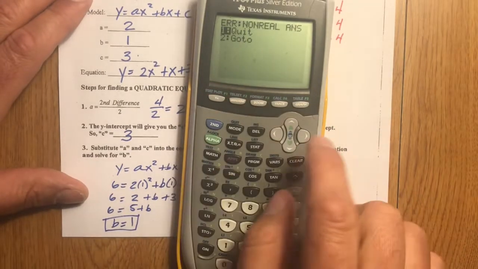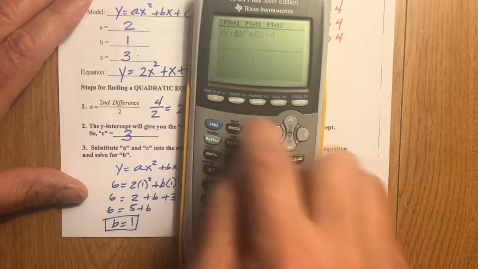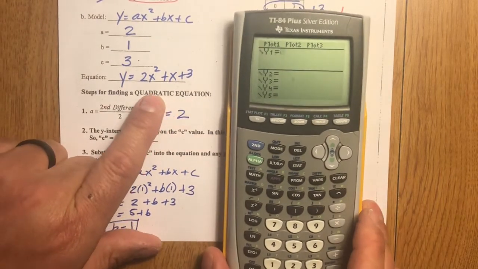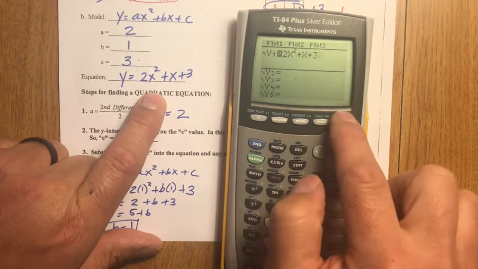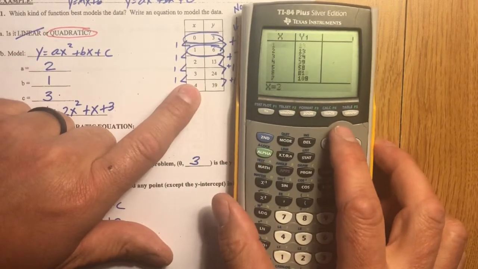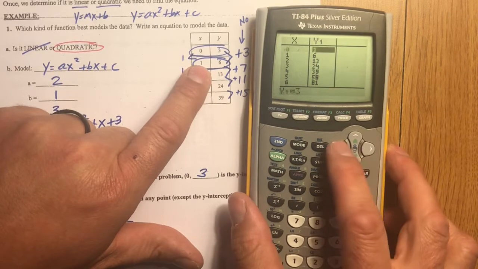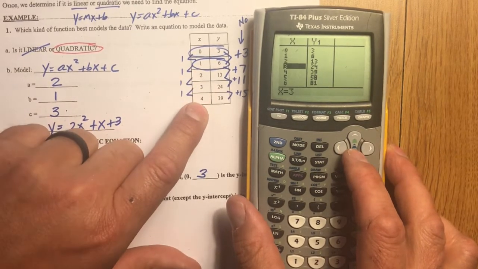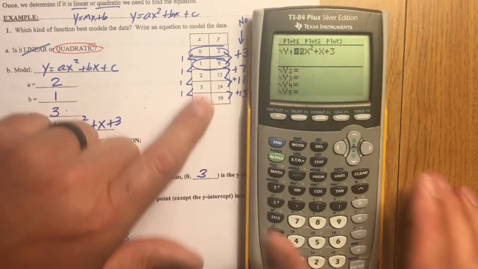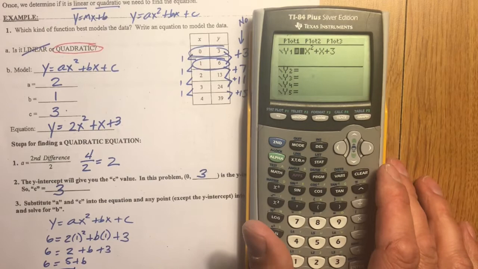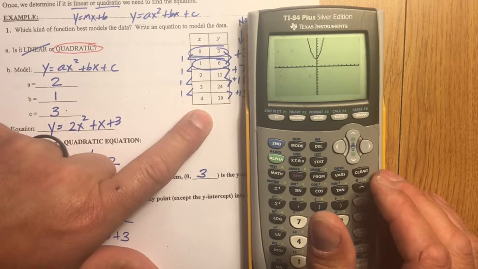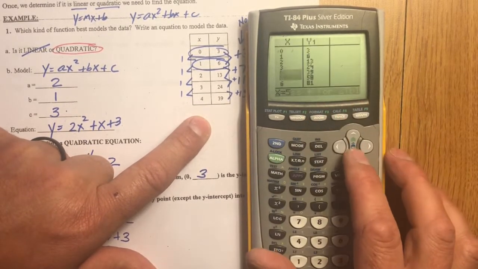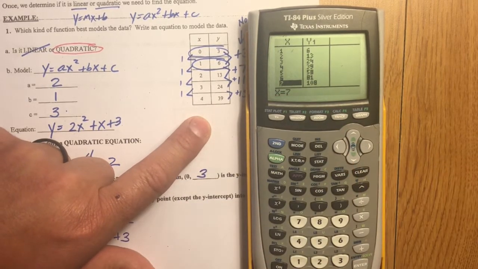Let me double check. I'm going to take my calculator, go to y equals, and type in our equation: 2x squared plus x plus 3. I'm going to go to my table and hopefully it looks just like this: 0, 3, 1, 6, 2, 13, 3, 24. Good. So I know my equation is correct because it produces that same model. Now what I could do with this is predict: if someone were to ask what the value is when x is 7, you could use your table and say it's going to be 108.